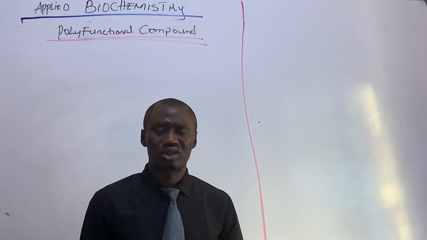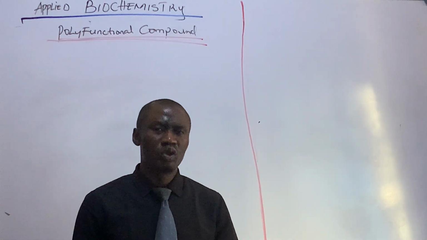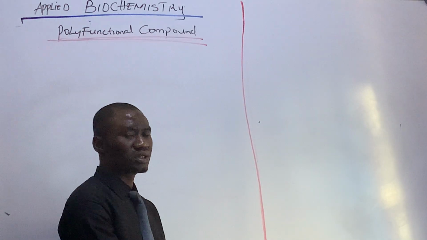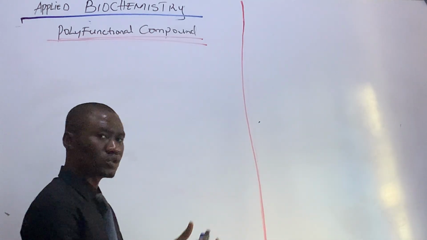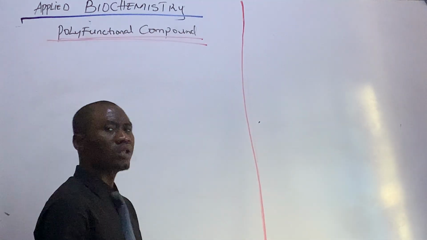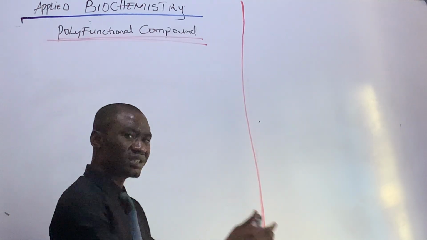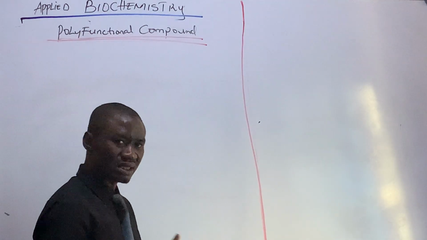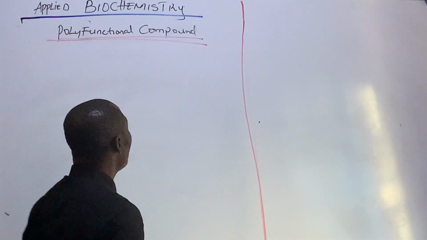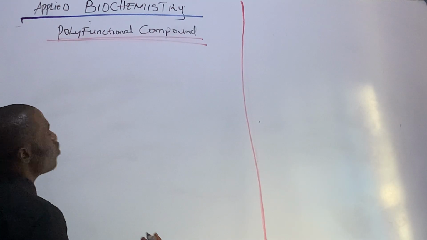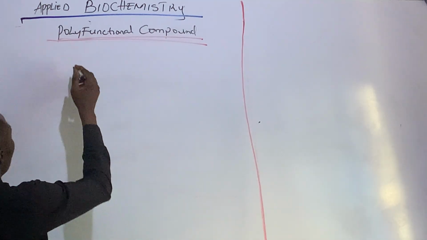Biochemistry in a moment, and we're looking at polyfunctional compound. To know what something is, the best way is to know what it is not. I'll say that again: to know what something is, the best way is to know what it is not. Now, when you look at the word polyfunctional compound, remember we will also have monofunctional compound.